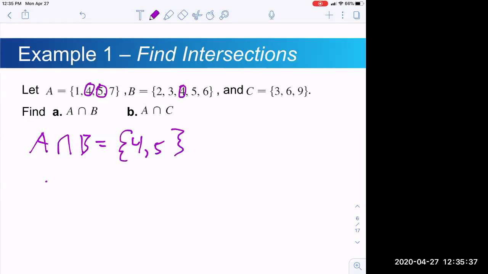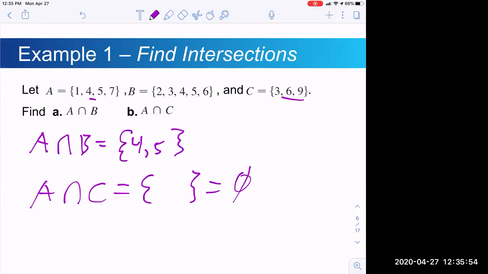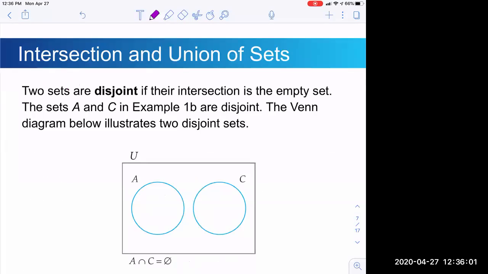Now if I do A intersect C, looking for the elements that are in both, let me erase this. 3, 6, 9, none of those are in A, so this really is the empty set or the null set. There's nothing in the intersection. So that looked like this. They're disjoint, meaning there is no overlap.